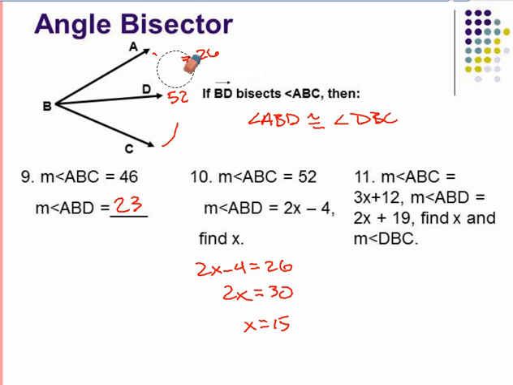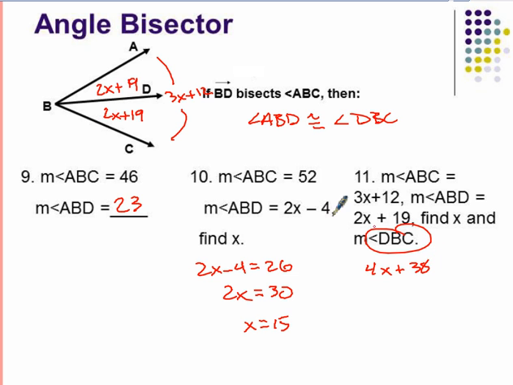Okay? And then, best for last, let's look at this one. ABC, so that's the whole thing, is 3x plus 12. ABD is 2x plus 19. Find x and the measure of DBC. Well, if that's 2x plus 19, so is this. Okay? So I can say that 4x plus 38, all I've done is just add these two together, equals 3x plus 12. Okay?